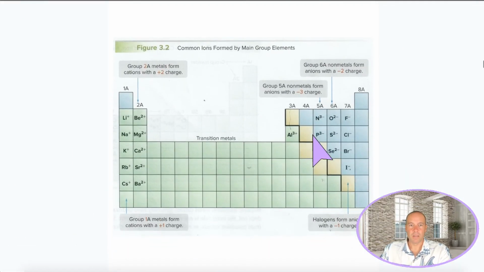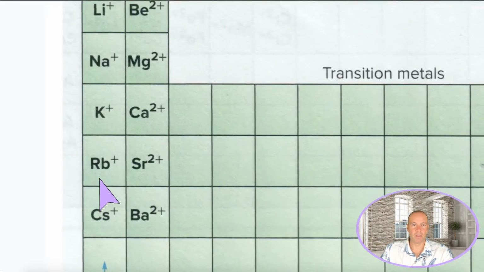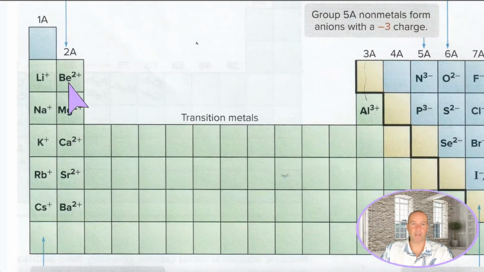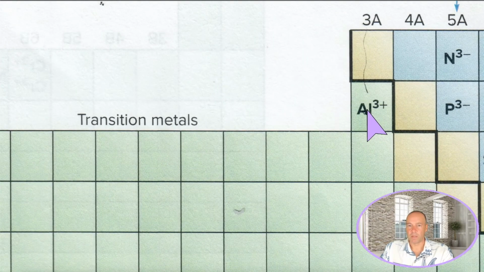You see, this is figure 3.2 in your textbook, and you can see the metals, the alkali metals in group 1A, typically form +1 charged ions. Lithium, sodium, potassium, rubidium, cesium, you'll find these as +1 charged cations. Those in group 2A, like magnesium, calcium, strontium, like to form +2 charged ions. Aluminum is in group 3A, it forms a +3 charged ion.